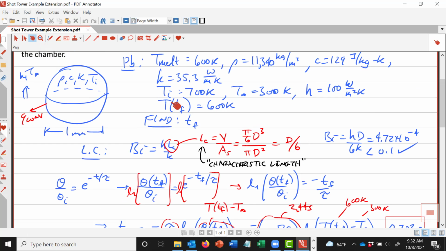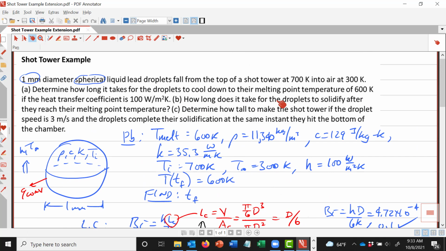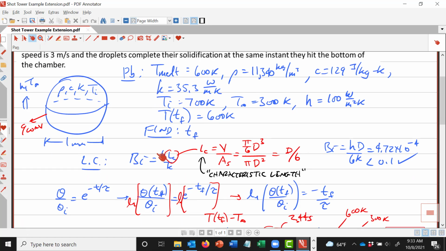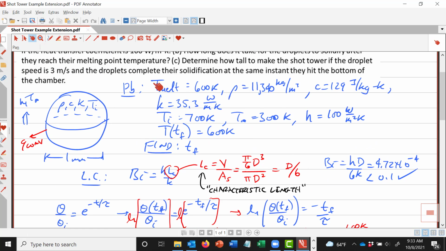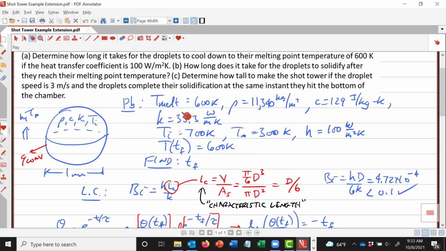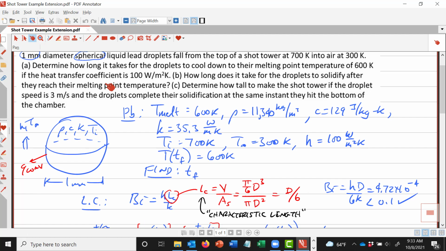So the extension we're going to talk about, in part B, is how long it takes for the droplets to solidify after they reach their melting point temperature. Beyond that, part C is, if we know the droplet speed, we'll throw 3 meters per second out there, how tall to make the shot tower so that the time it takes to both cool down from 700 to 600 plus solidify is completed at the instant they hit the bottom of the chamber. Now I have to point out that some of these numbers, like the 3 meters per second, I think are off. They're just wild guesses for purposes of doing this example.